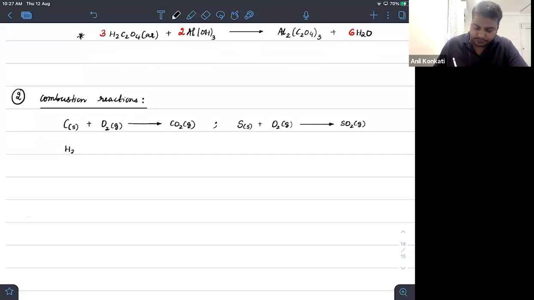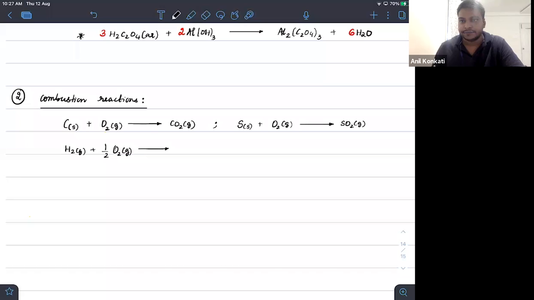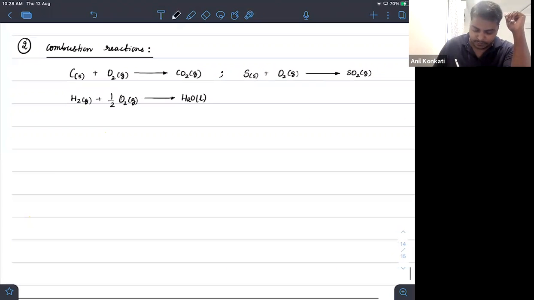H2 gas reacting with half O2. Okay. So that would give us H2O liquid, let's say this is also a combustion reaction. So a reaction where you have a substance reacting with oxygen to get some kind of an oxide, that is called combustion. Now, the combustion could be a combination of two reactions also when it comes to hydrocarbons.